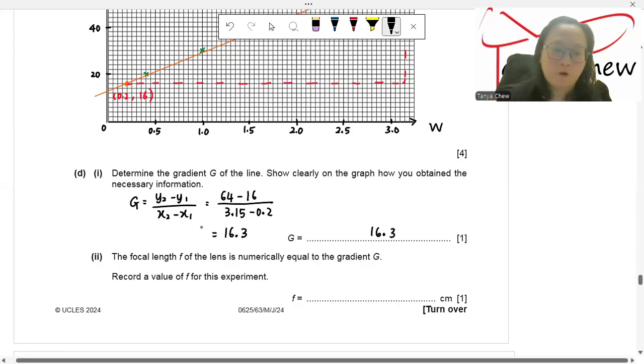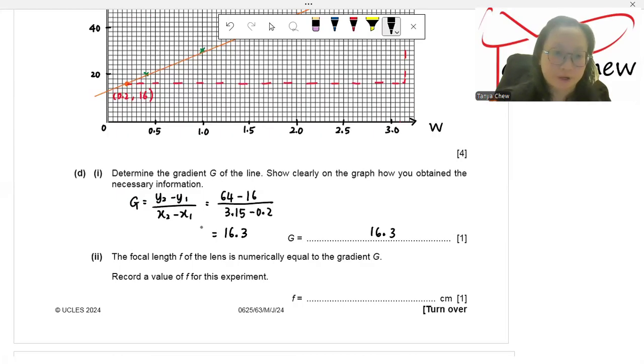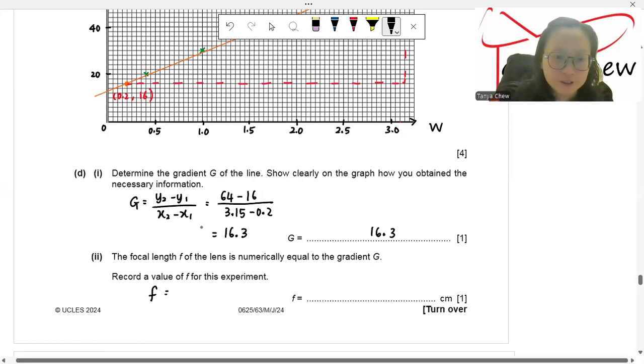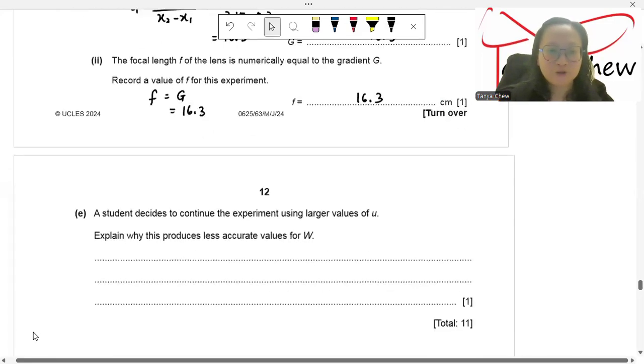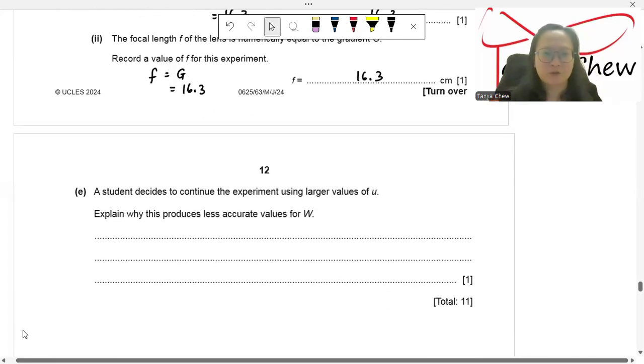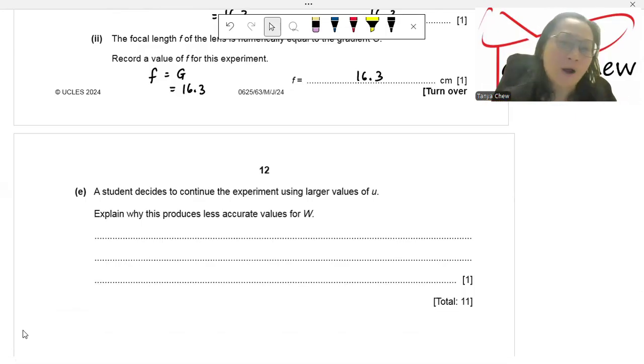Now the third, the focal length f of the lens is numerically equal to the gradient. Record a value of f for this experiment. So f is equal to the gradient. That is why f is equal to 16.3, so 16.3 cm is the value of f. E, a student decides to continue the experiment using larger values of U. Explain why this procedure produces less accurate values for W.